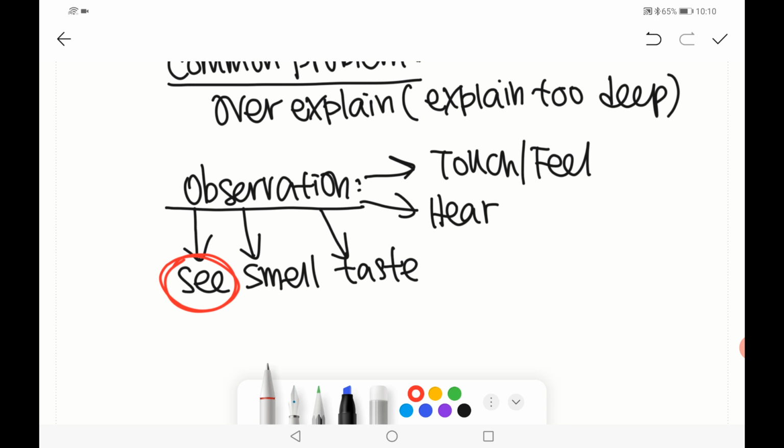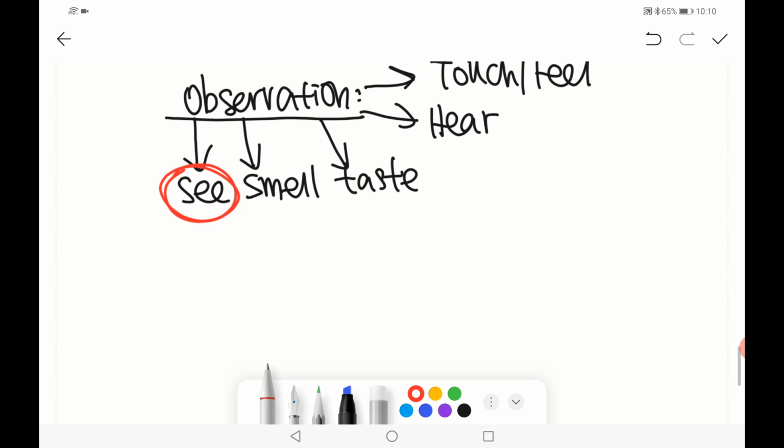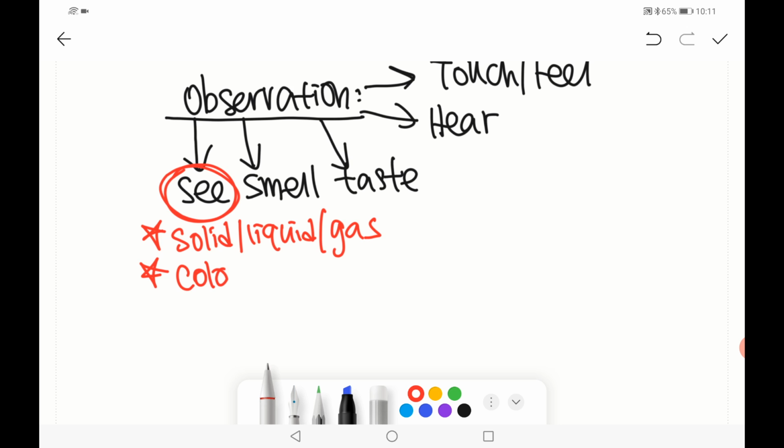So you must tell people clearly what you can see. When you want to tell people what you can see, one of the tips that can help you is that you can tell people whether you see a solid, a liquid, or a gas. You also can tell people the color. Is there any color or any color changes? That will give you a good idea for observation.